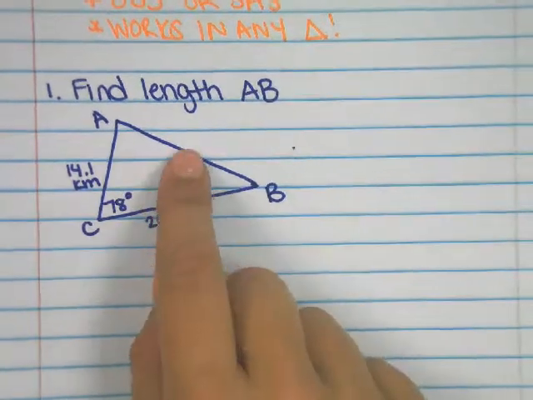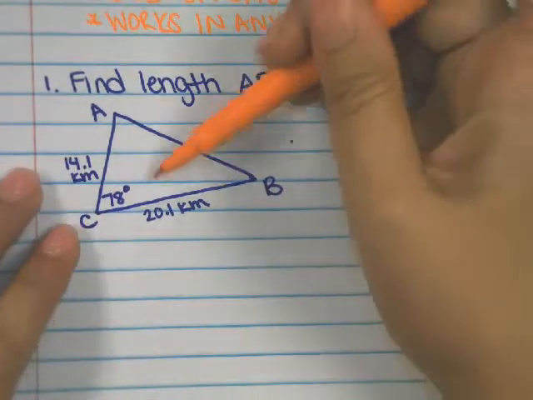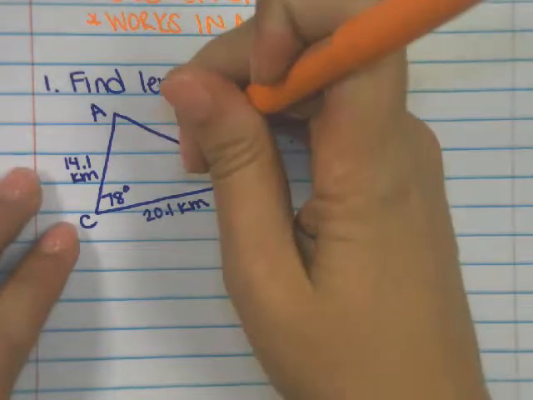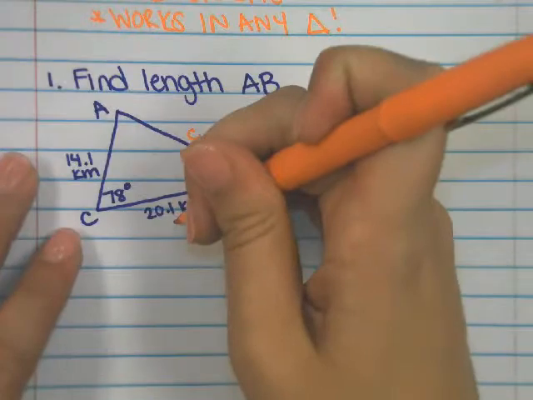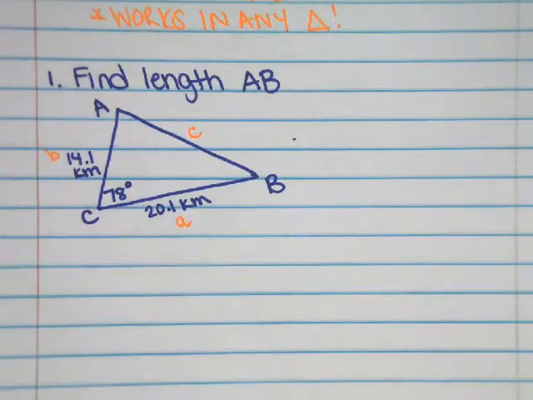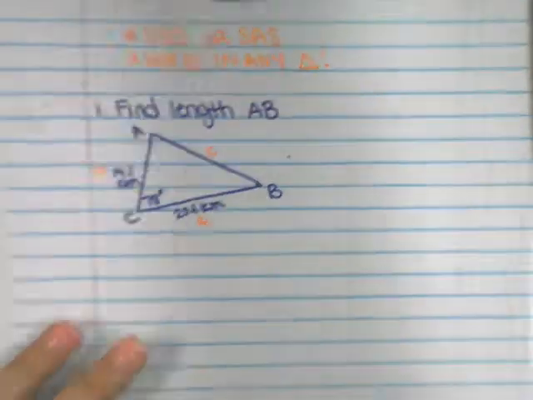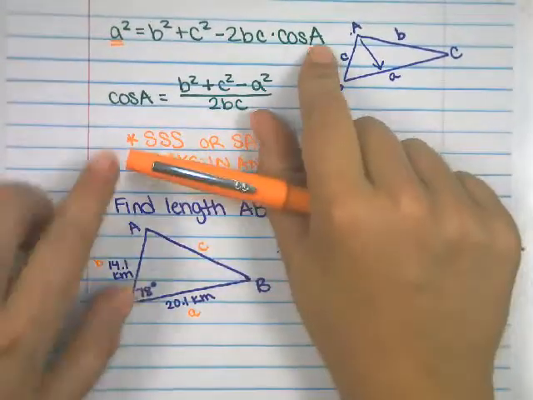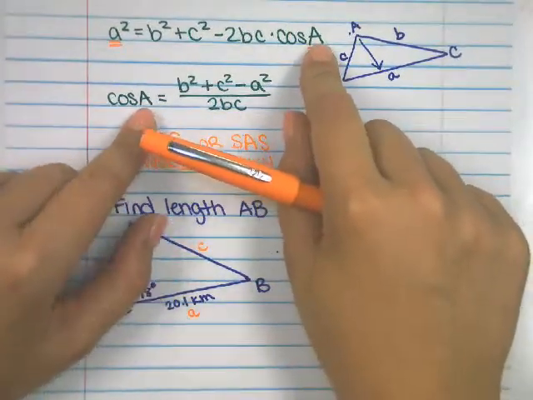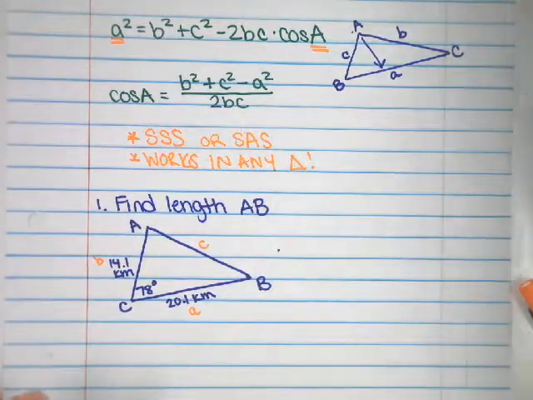They want us to find this side over here. Well, that side, AB, is directly opposite of C. So I'm trying to find side c. Across from A is a, and across from B is b. So the angle I know is C. When I look up at my choices for formulas, in both cases, the angle is A. So we need to use just a different version of that same formula.